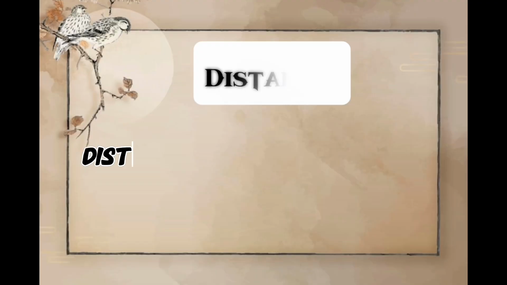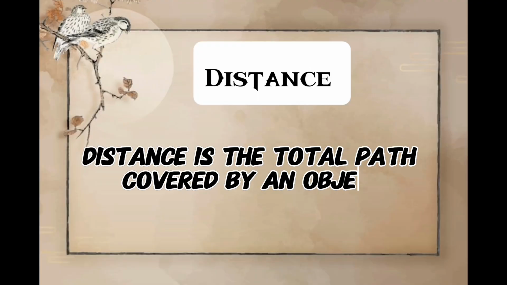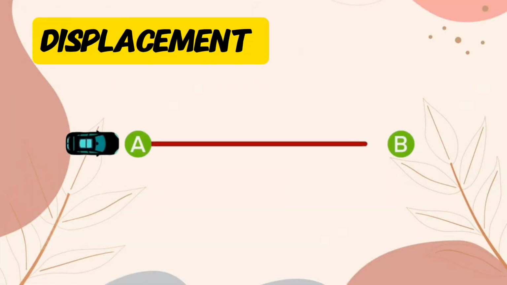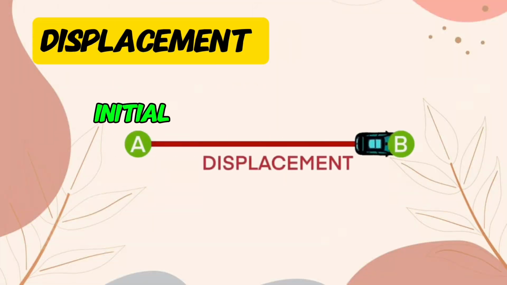Now let us talk about distance and displacement. Distance is the total path covered by an object, and displacement is the shortest straight line distance between the initial and final position. Distance has only magnitude, but displacement has both magnitude and direction.